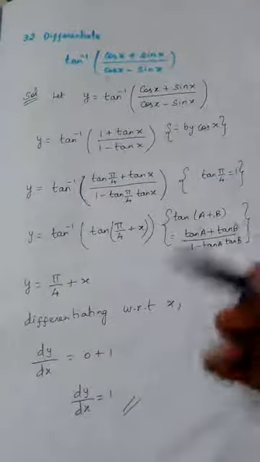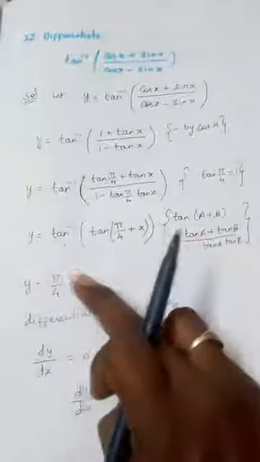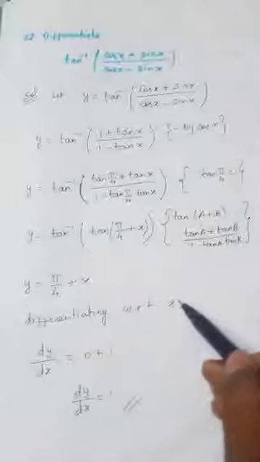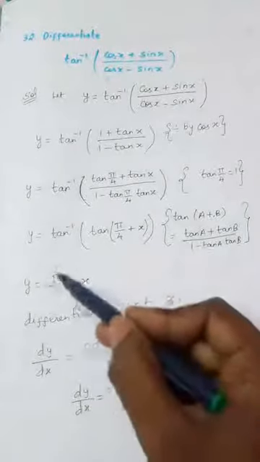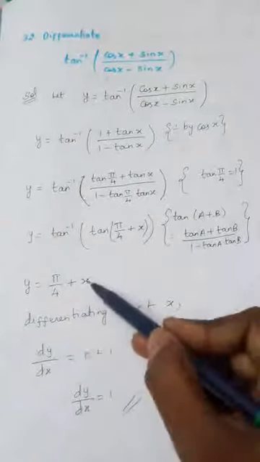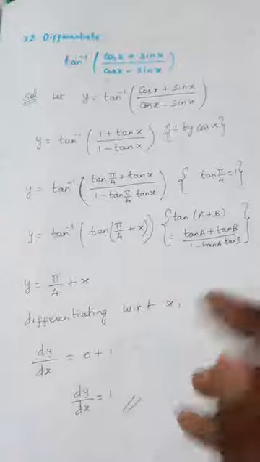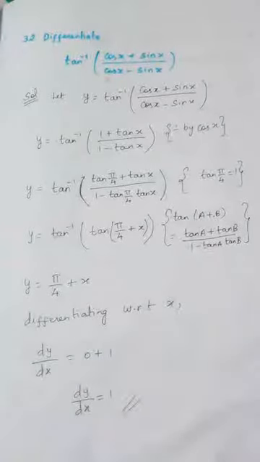Now I can differentiate this with respect to x because y is a function of x. So differentiating with respect to x, y becomes dy by dx equal to, since this is constant, differentiation is 0, differentiation of x is 1. So answer is dy by dx equal to 1.